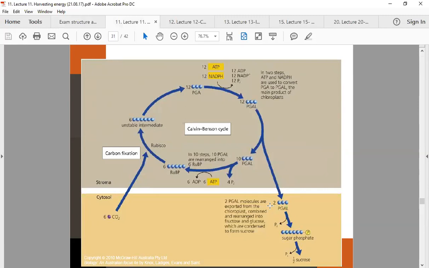Pi. Oh, okay, good question. This here is just referring to the release of an inorganic phosphate. That's just the abbreviation. P with that little i, that lowercase i, as a subscript refers to inorganic phosphate. That's all that's referring to.